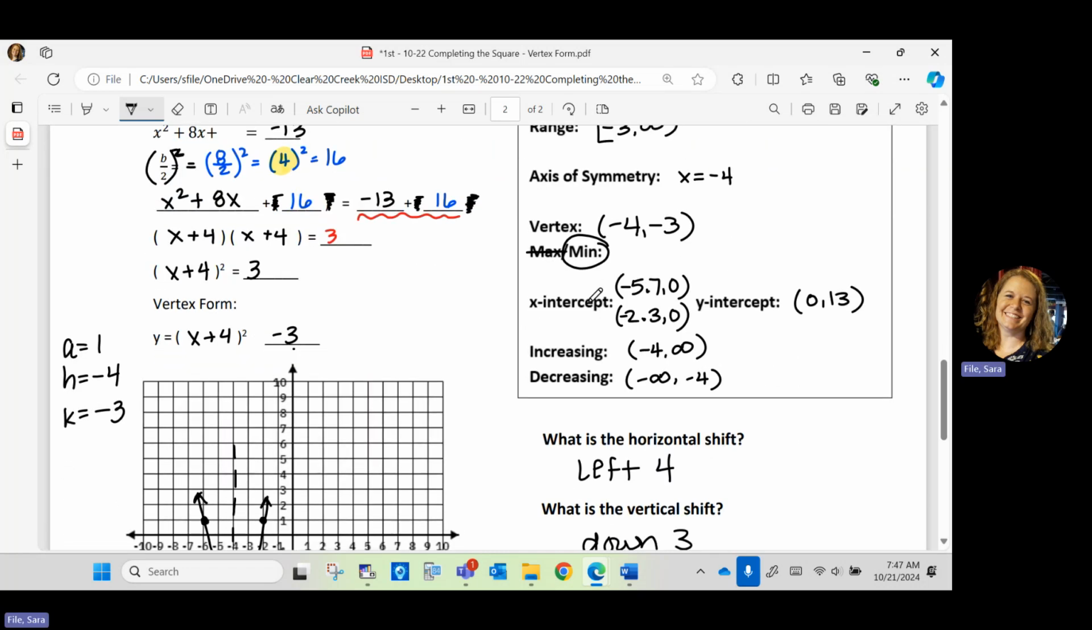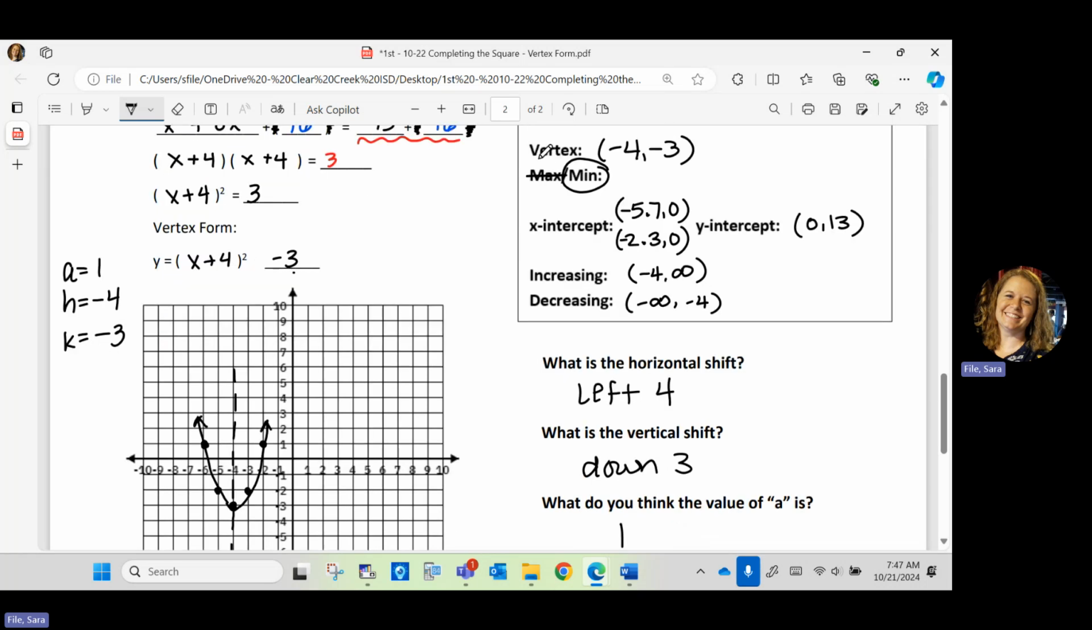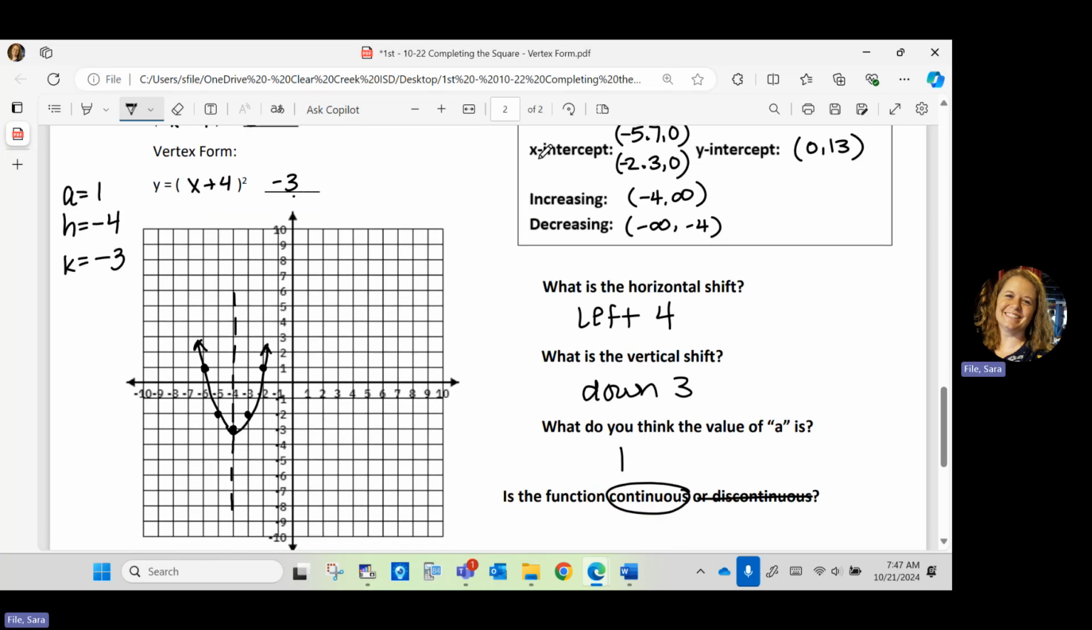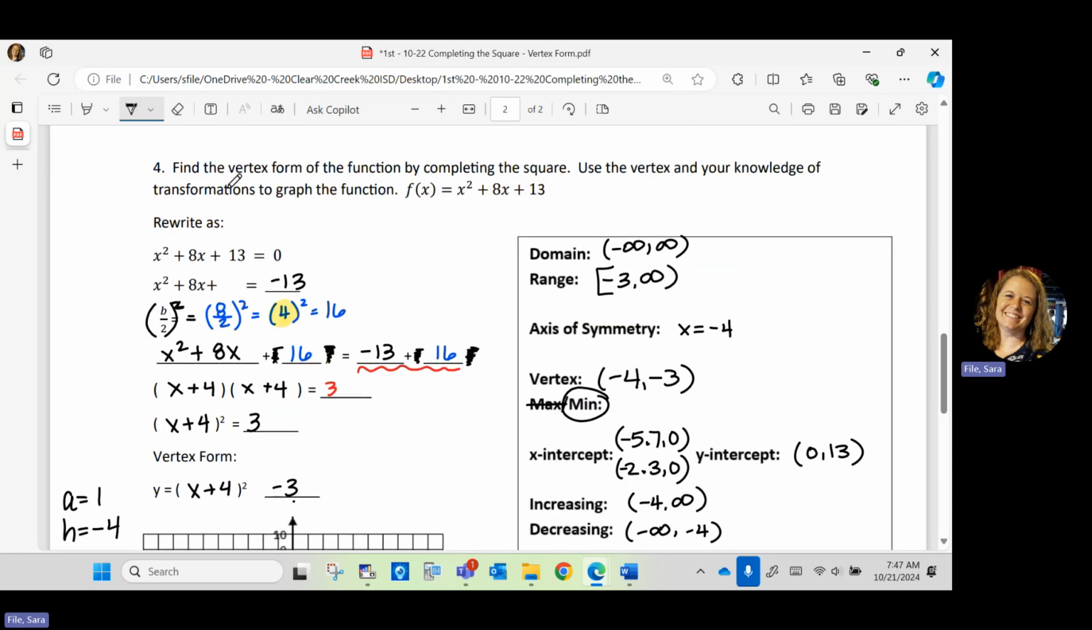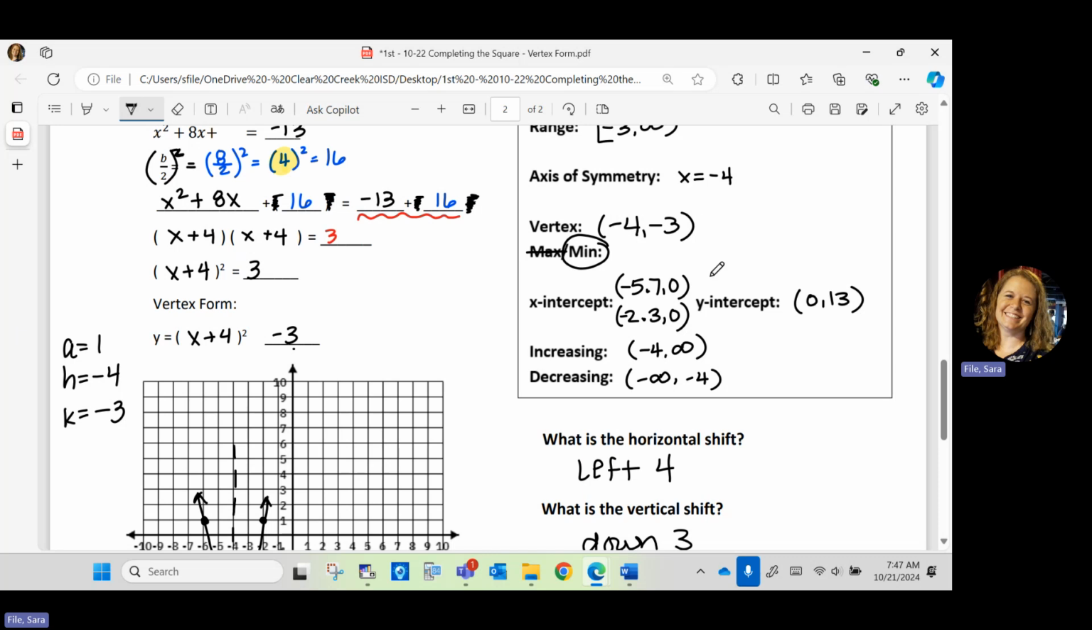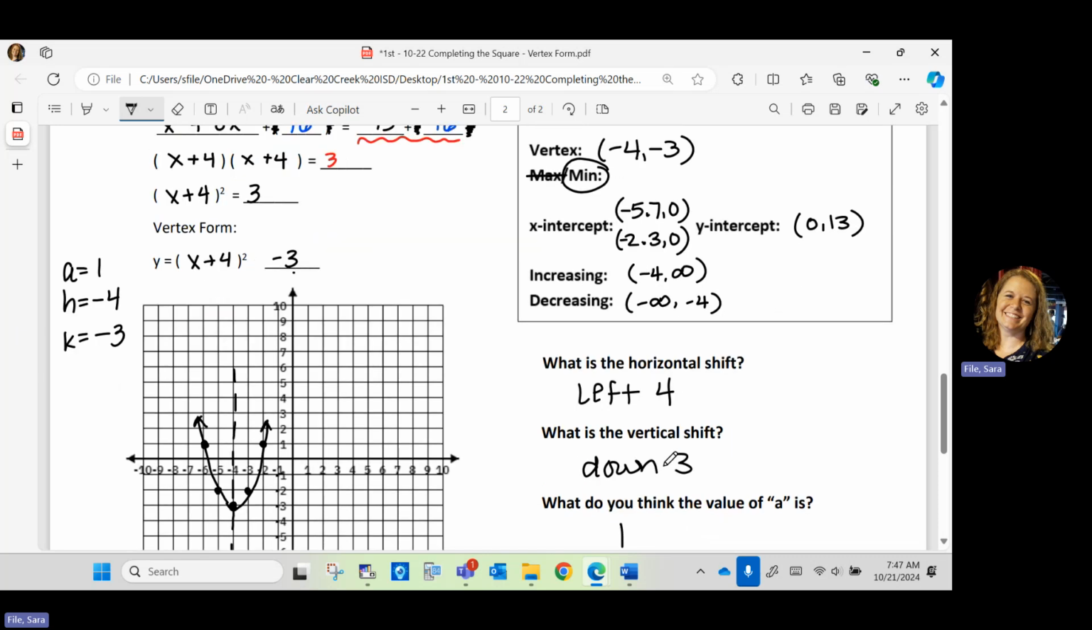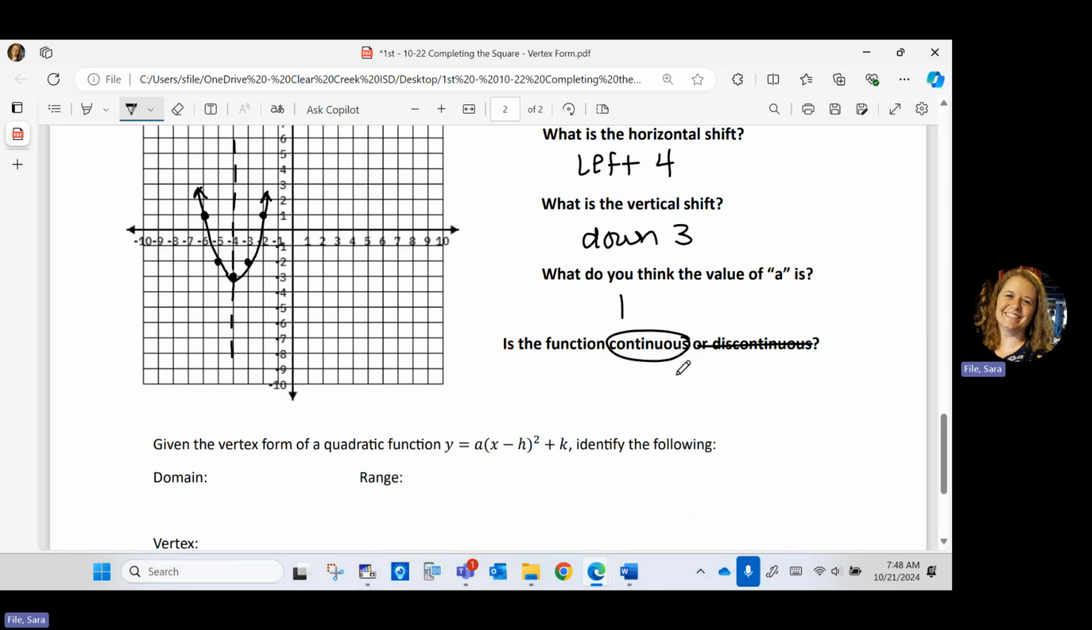Your range is always either going to be K to infinity if your vertex is a minimum, if it's opening up, or it's going to be -infinity to K if your vertex is a maximum, if your graph is opening down. You'll feel okay about these? Again, it mixes the completing the square process we did Thursday, Friday with the graphing, transformation, key feature stuff we did earlier last week. So it's putting it all together, bringing it all back.